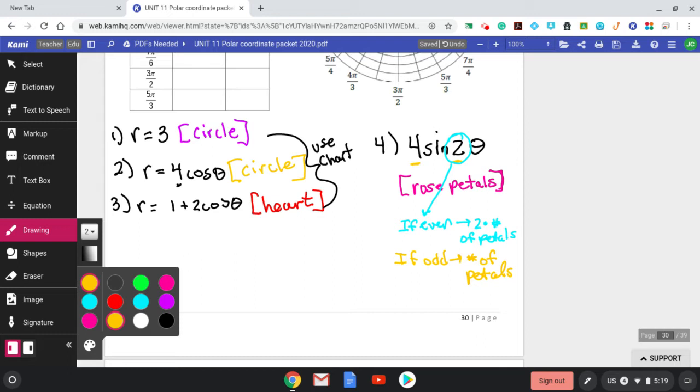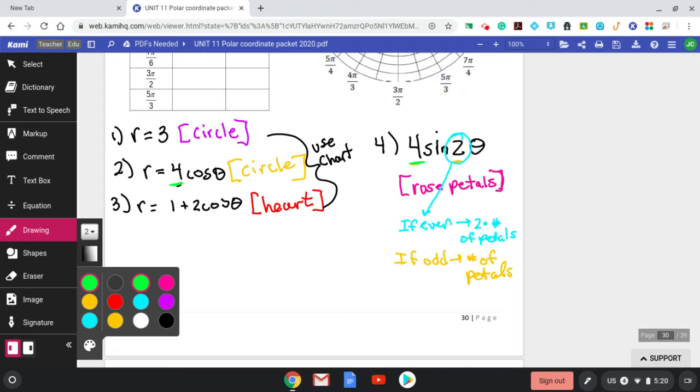Now let's talk about what is the deal with the number out in front. That number out in front means the same thing as it did for the circle equations. That tells you how far out the petal will go. So we're going to go out to 4 units from the origin. So 4 petals, 4 units away from the origin. Now, the only thing we need to figure out is how far spaced out they will be.